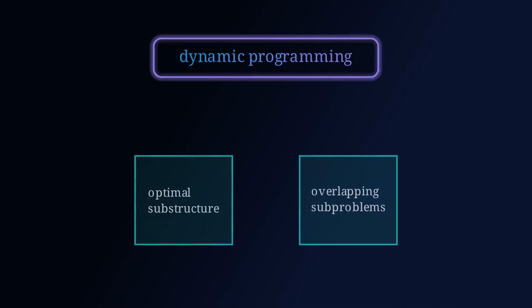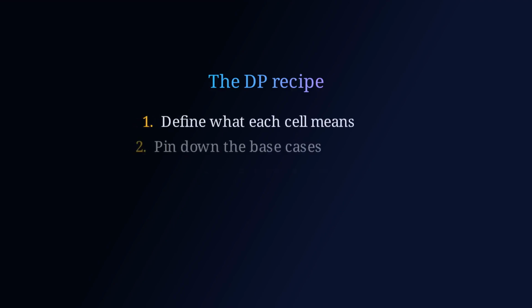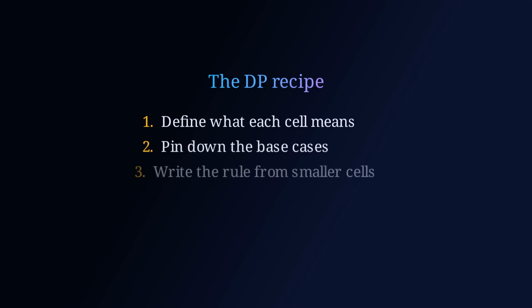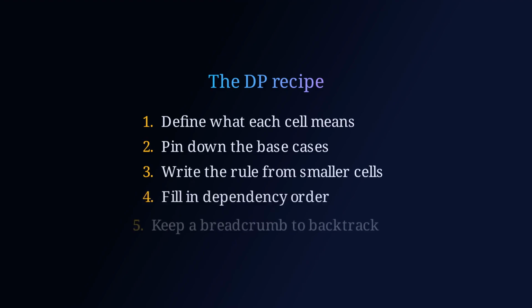And there's a reliable recipe hiding in everything we did. Define what each cell means. Pin down the base cases. Write the rule that builds a cell from smaller ones. Fill in an order that respects dependencies, and keep a breadcrumb per cell so you can backtrack to the real solution.